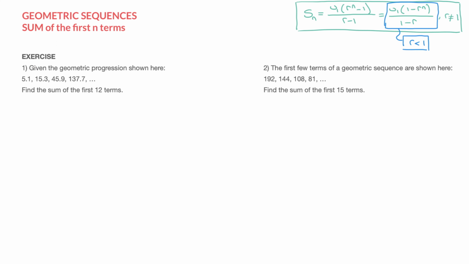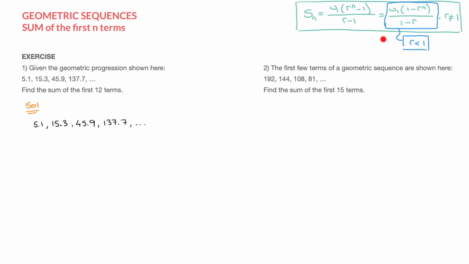For the first one, we're told, given the geometric progression shown here, where we have 5.1, 15.3, 45.9, and 137.7, we need to find the sum of the first 12 terms. Okay, well, just as I often do, I'll start by writing SOL here for solution, and I'll go ahead and copy these first few terms here. We have 5.1, 15.3, 45.9, and last but not least, we have 137.7. And we have 3 dots which indicate that this geometric progression carries on this way forever.